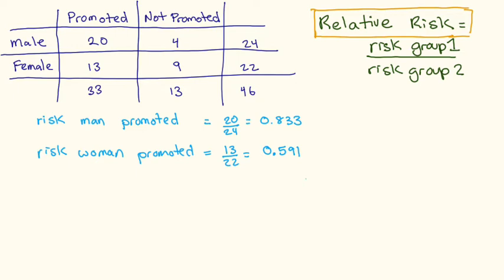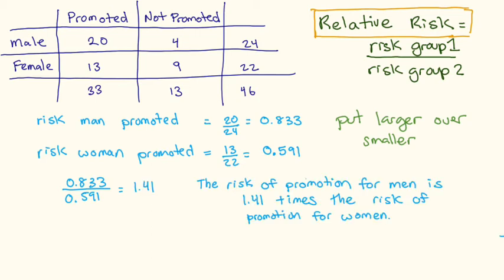To find the relative risk, we put the risk for one group over the risk for another group. It is way easier to do if you take the larger number and you put it over the smaller number. So I'm going to put the man over the woman, and I get 1.41. So this lets us give it a much easier interpretation than if we put the smaller over the larger. It's not wrong, it's just more difficult. We can say here that the risk of promotion for men is 1.41 times the risk of promotion for women.